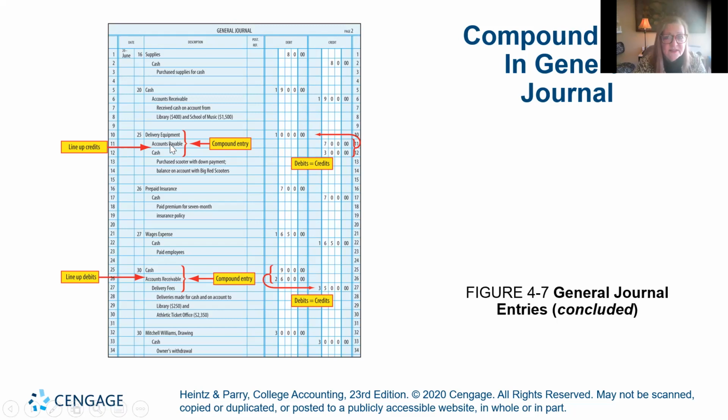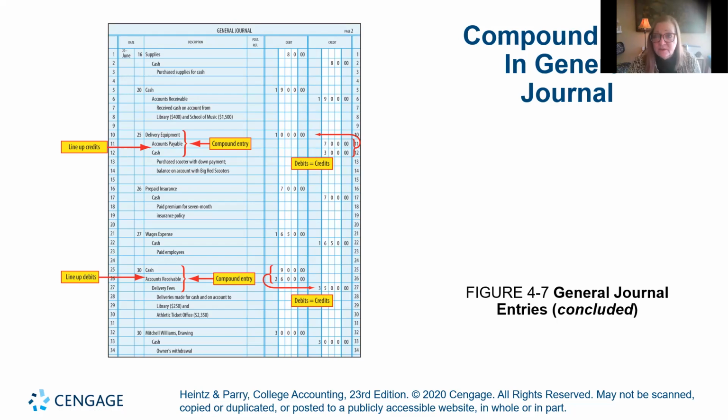Okay, here's another thing. This is a compound entry. See, it's got 3 accounts that are affected. So what happened here was we purchased a scooter with a down payment. Balance on the account will be due later. So what they got is a compound entry because we bought this piece of equipment. We're going to call it delivery equipment, debit the account for the amount of the purchase, this $1,000, but we only paid down $300. So we're only going to credit cash for $300. The other $700 we're going to count as accounts payable.